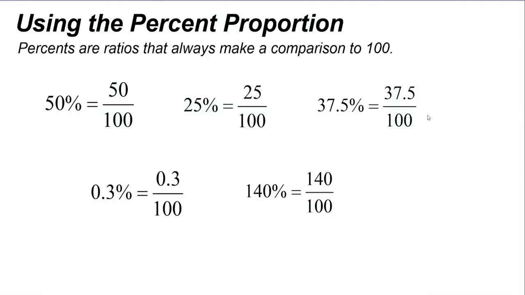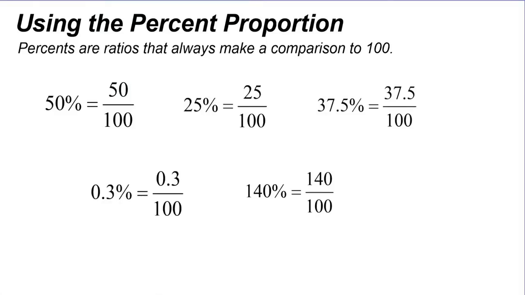So today we're going to talk about using the percent proportion, and that's a proportion that's used to solve percent problems. Percents are ratios, and they always make a comparison to 100. So you can always write a percent as a fraction or as a ratio, so we can use them in proportions to solve them. On the screen here, I've got a bunch of examples of percents written as ratios or fractions. 50% is 50 out of 100, 25% is 25 out of 100, 37.5% is 37.5 out of 100, 0.3% is 0.3 out of 100, and 140% is 140 out of 100.